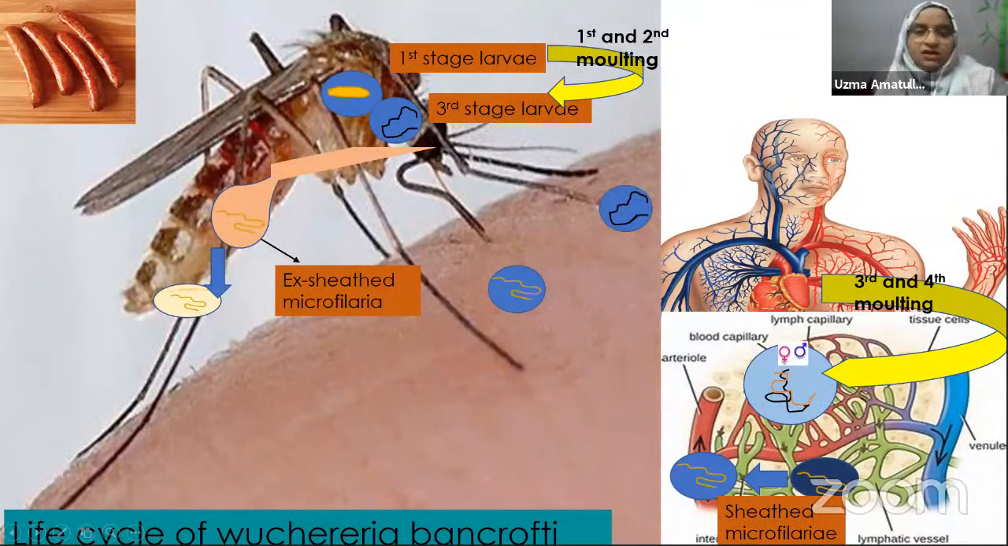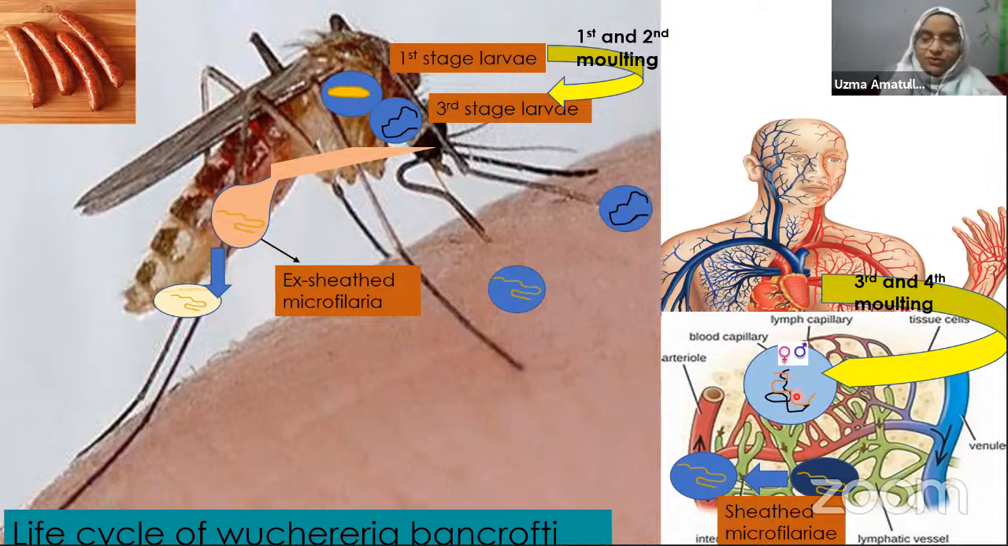Now, you see the life cycle of Wuchereria bancrofti. First of all, you have seen where this organism lives. It lives in the lymphatic vessels. Here this is a man with the circulatory system, and then the lymphatic system is here, the green one. These are the arteries, the red one. The blue is veins. In between these are the lymph vessels, the lymph capillaries. This organism lives in the lymphatic vessels.